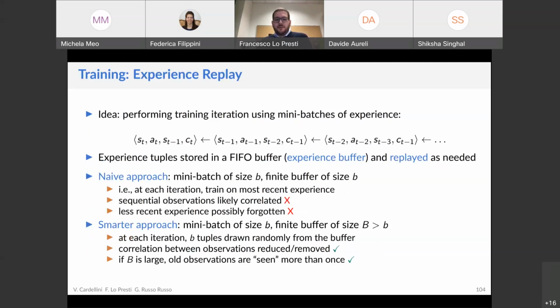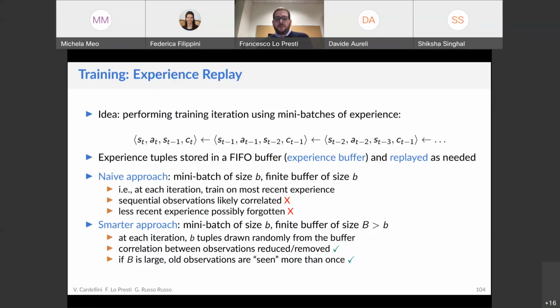The idea is that we want to perform training iterations of the network using mini batches of experience. When I talk about experience, I mean all the information that we can collect during system execution. So we can keep track of the state we enter, the actions we perform, the states to which we transition, the costs we pay. All this information can be stored in a buffer that we call experience buffer. And when we want to perform a training iteration, we can replay this experience.